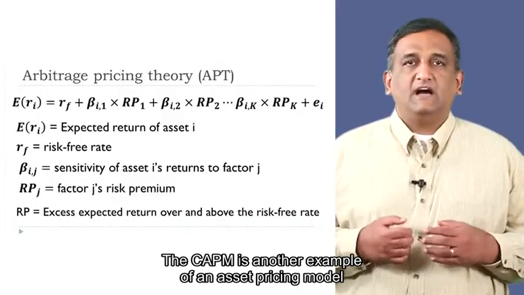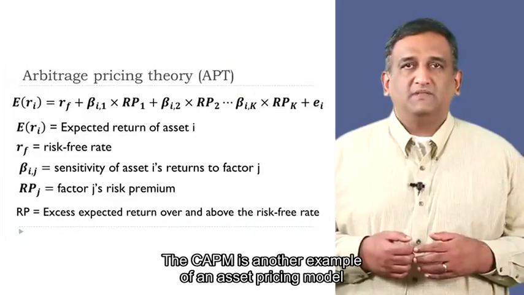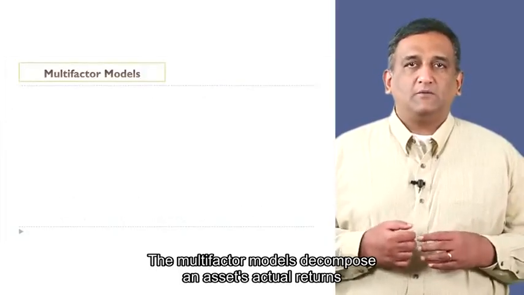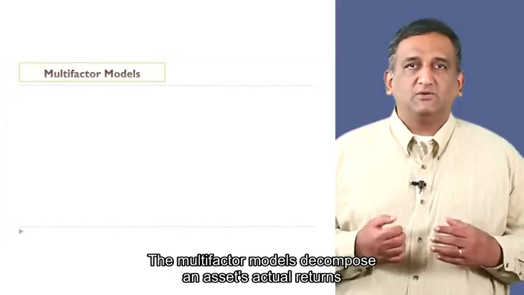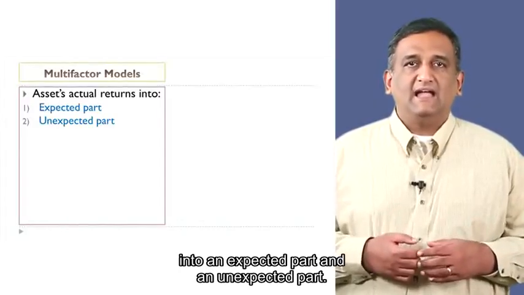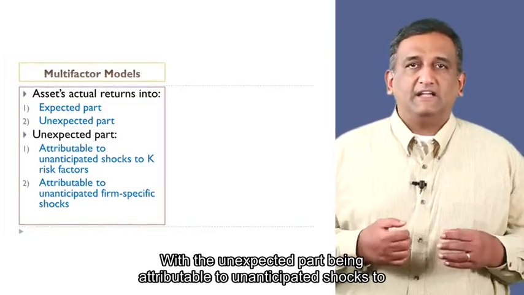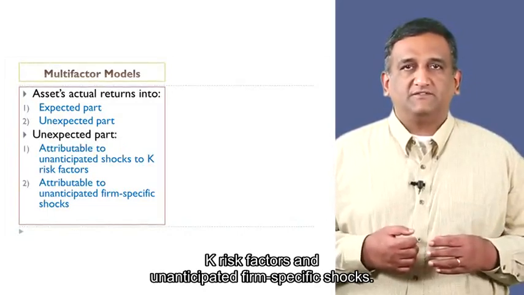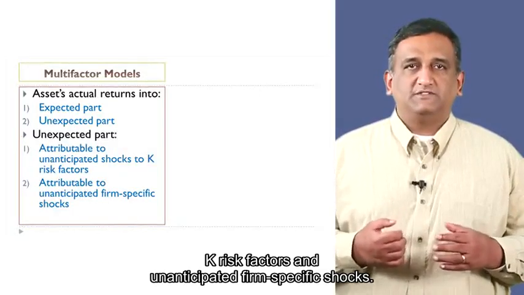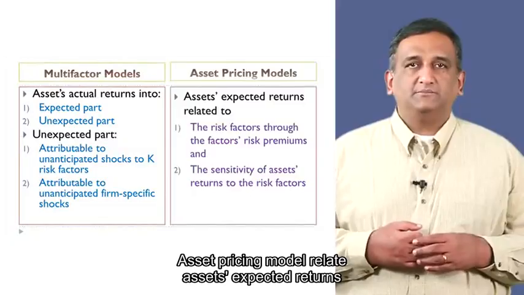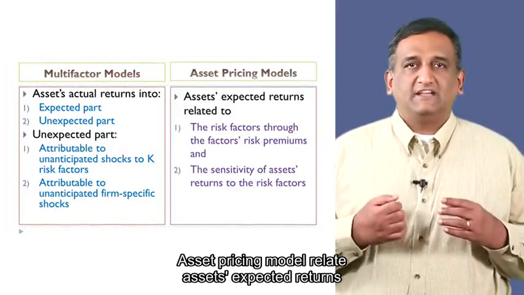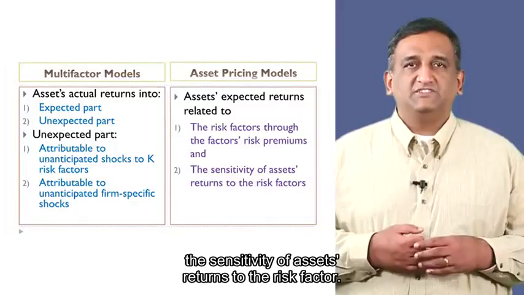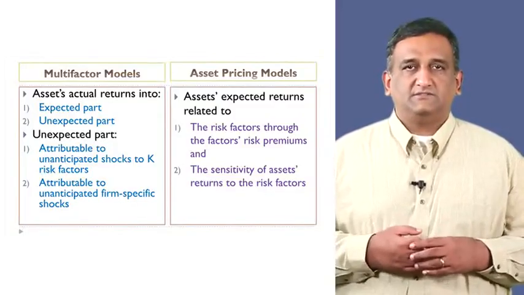The CAPM is another example of an asset pricing model where the market portfolio is the only risk factor. The multi-factor models decompose an asset's actual returns into an expected part and an unexpected part, with the unexpected part being attributable to unanticipated shocks to K risk factors and unanticipated firm-specific shocks. Asset pricing models relate assets' expected returns to the risk factors through the factors' risk premiums and the sensitivity of assets' returns to the risk factors.